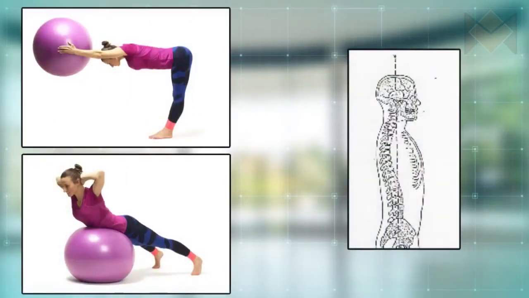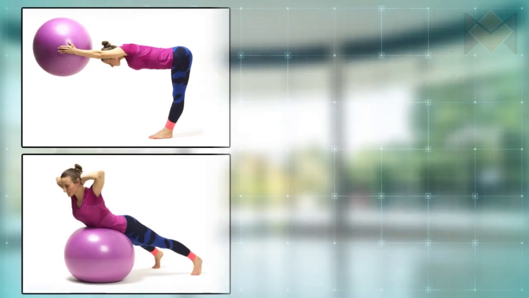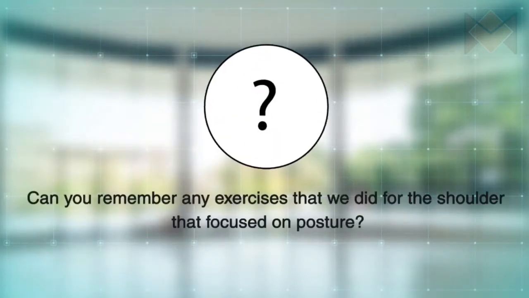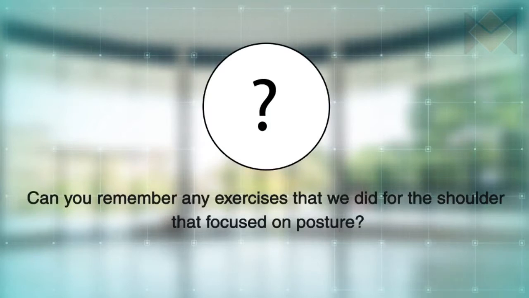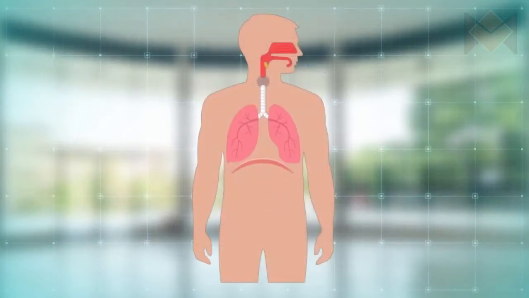Strengthening exercises would focus on the muscles that straighten the spine and back upright. This would also include exercises to straighten the mid-back, and pull the shoulders and head back out of the forward position. Can you remember any exercises that we did for the shoulder that focused on posture? If you said shoulder blade squeezes, then you'd be right. Another important exercise to teach your patient would be one in which they attempt to pull their head straight back out of the forward position while keeping their eyes and jaw level.